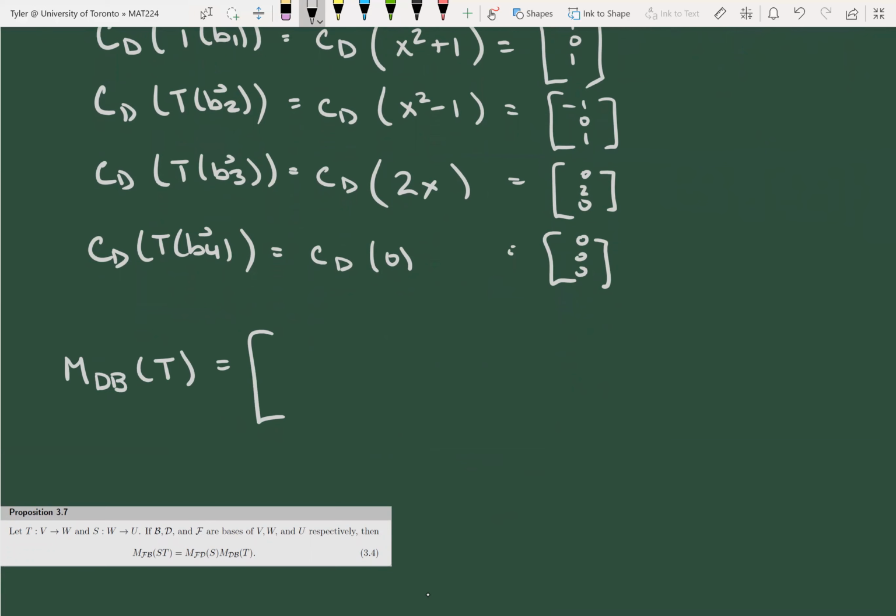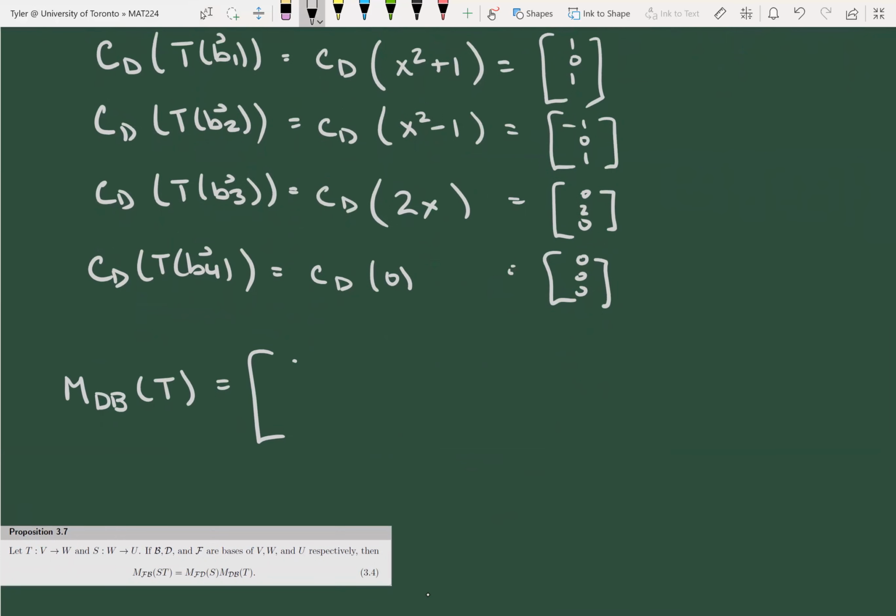So it's just going to be the matrix whose columns are these things, right? So 1, 0, 1, -1, 0, 1, 0, 2, 0, 0, 0, 0. Okay. Yeah, I mean, row reduction sucks for sure, let alone this row reduction.